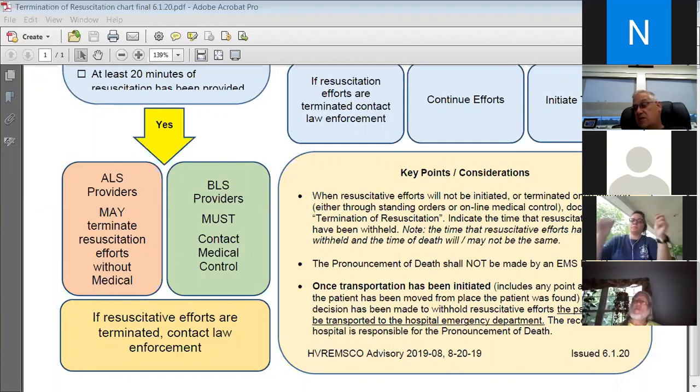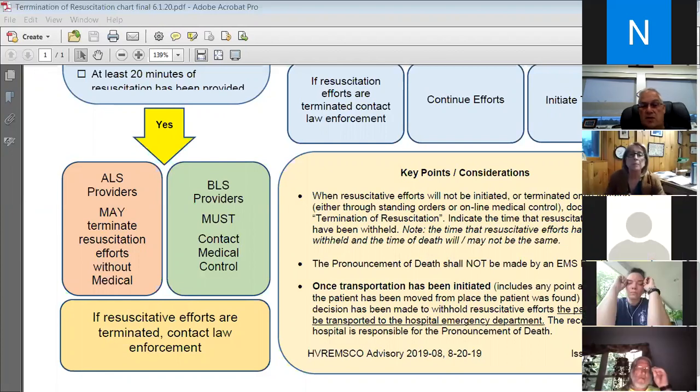So if that's what they want, that's fine. But at that point, you would not be transporting lights and sirens anymore. So you would just be transporting with regular taxi cab type of transport, because that patient's not being resuscitated. Therefore, there's no emergency. Therefore, you don't have the right to go lights and sirens.